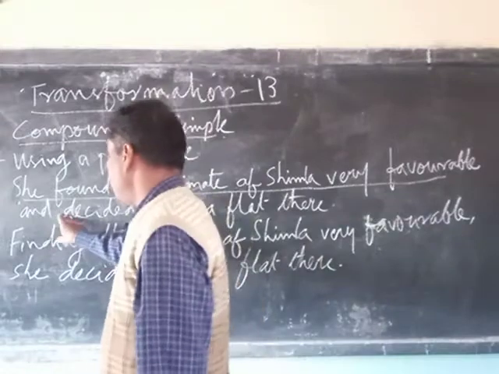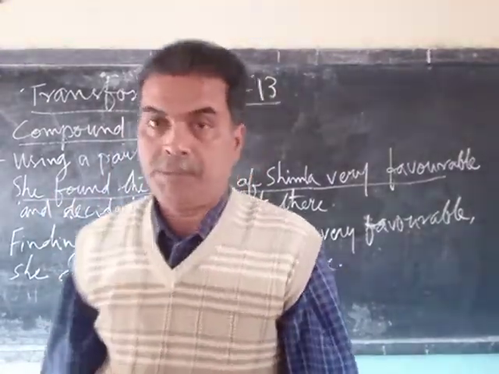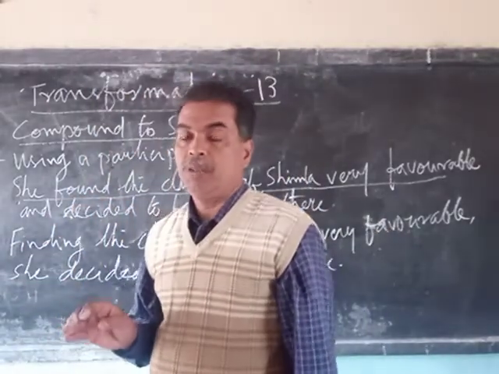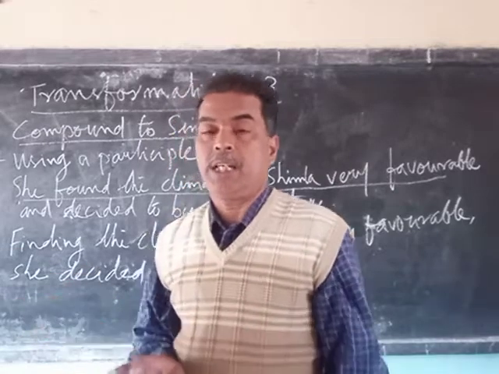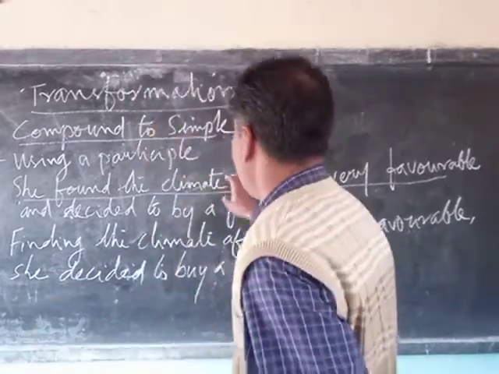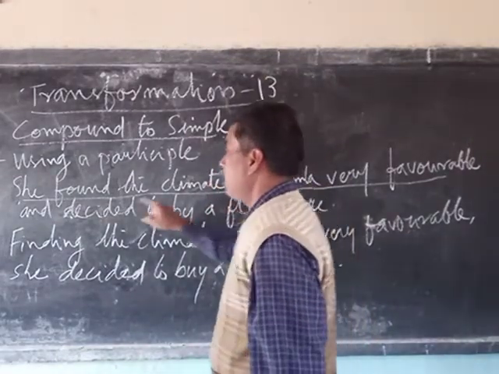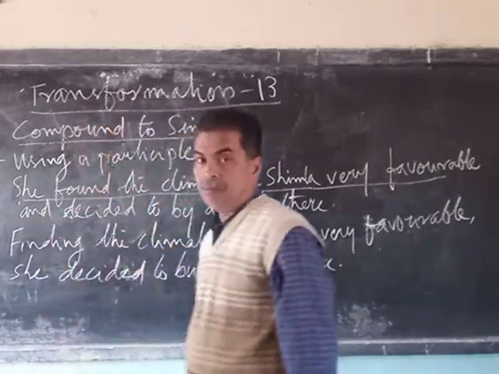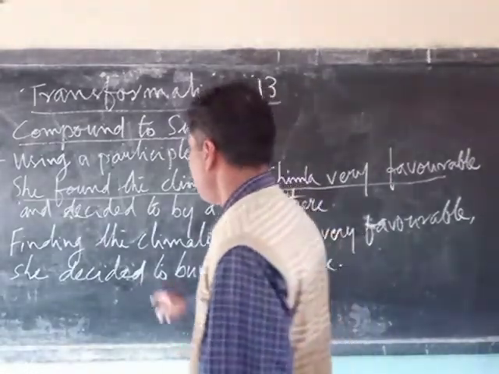Now "she" is not written again because the subject for both the clauses is the same. So she found the climate of Shimla very favorable, very good for her, and as a result she decided to buy a flat there. So this is a compound sentence. Why? Because it has two coordinate clauses and one coordinating conjunction. Is that clear? Now you have to make a simple sentence.